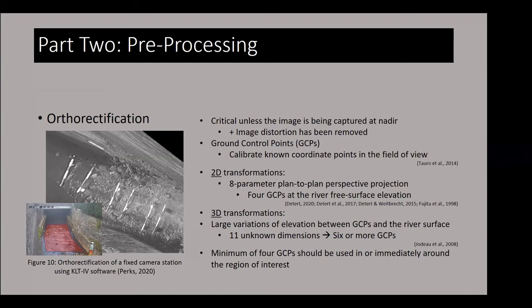So there's two different types of orthorectification that can be applied depending on the location in the camera and the number of ground control points available. So if there's 4 GCPs at the river surface elevation, then you can perform a 2D transformation which has an 8-parameter plane-to-plane perspective. For 3D transformations, they can be made when there's a large variation of elevation between the GCPs and the river surface. If that's the case, then a projection has 11 unknown dimensions and can only be solved with 6 or more ground control points. In general, it's actually suggested that a minimum of at least 4 GCPs should be used in or around the immediate region of interest, and that's to achieve the best results.